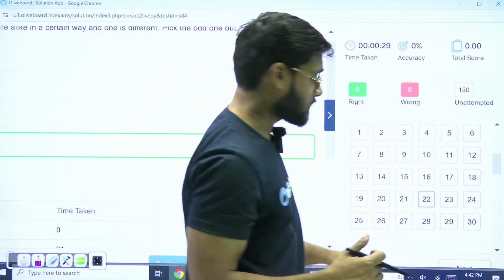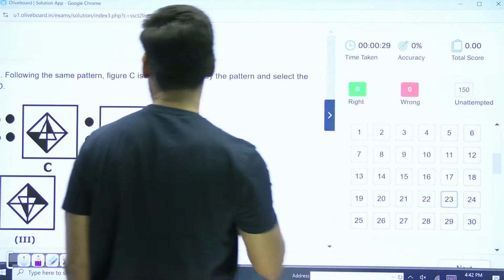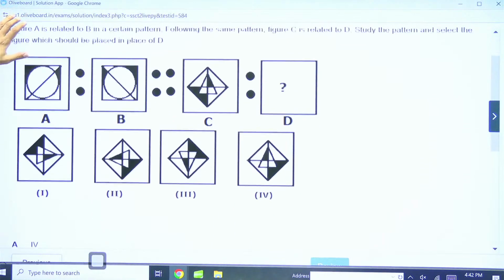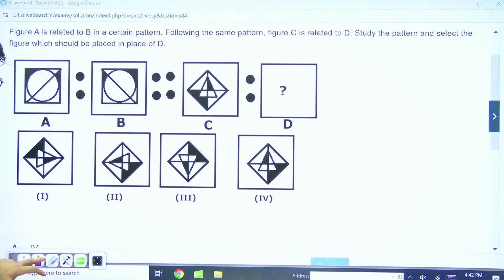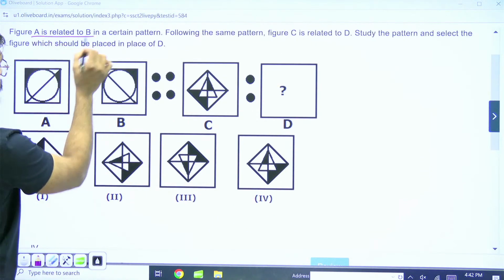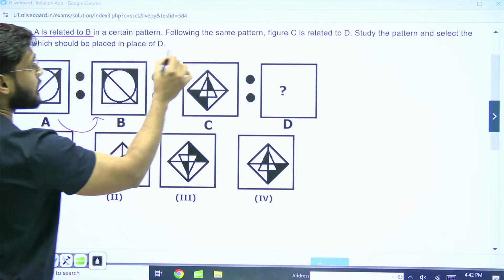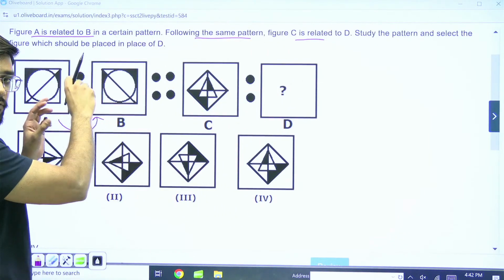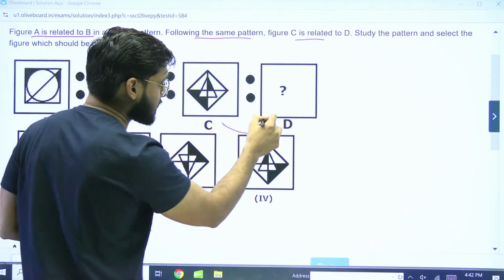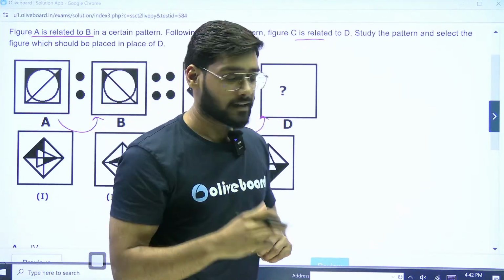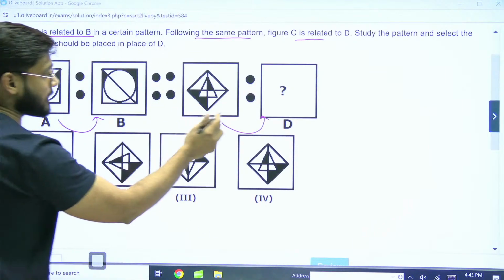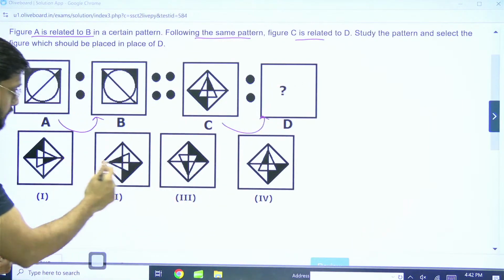Next, question 23. The question says figure A is related to B. Following the same pattern, C is related to D. We need to follow the same pattern which is being followed in A and B to find the answer for C to D. Study the pattern and select the figure which should be placed in place of D out of the given four options.